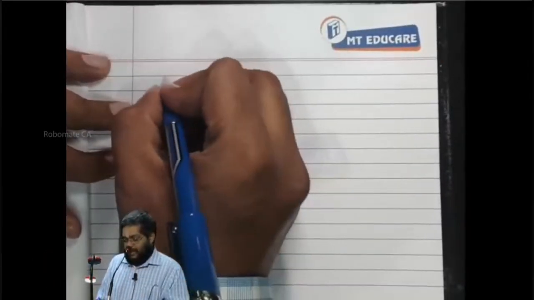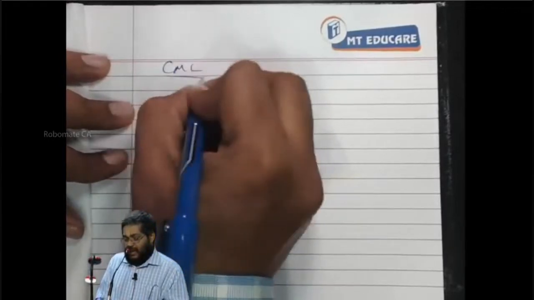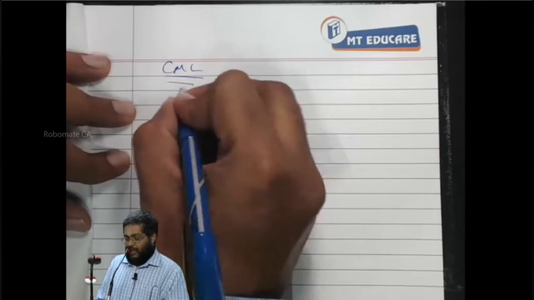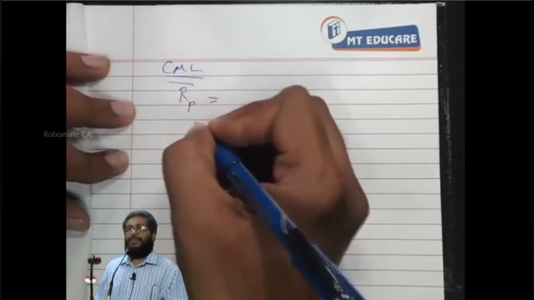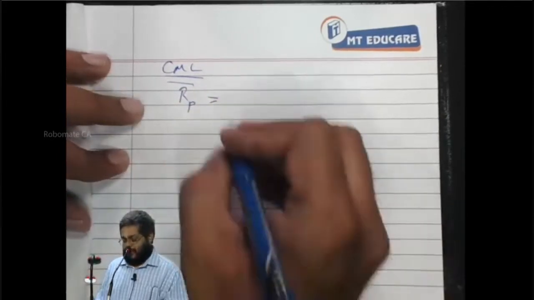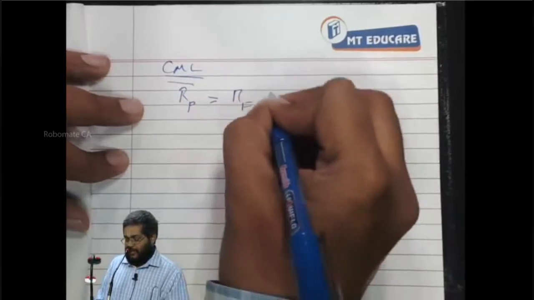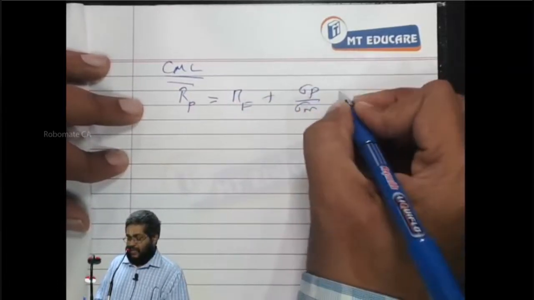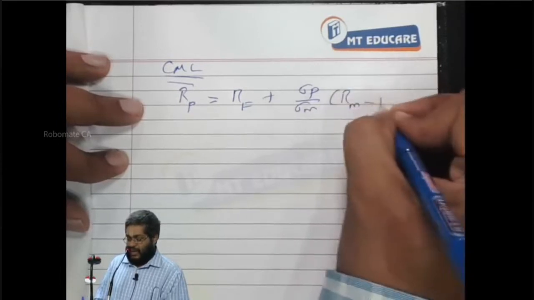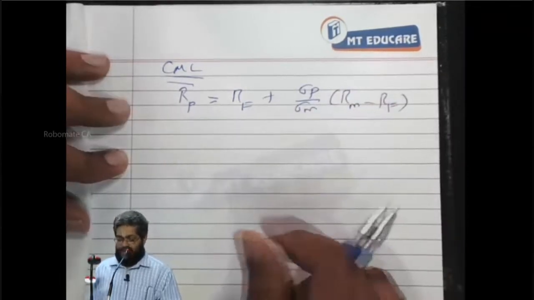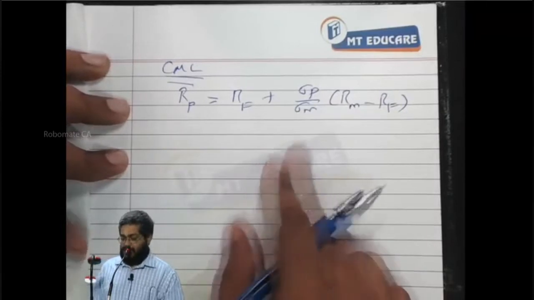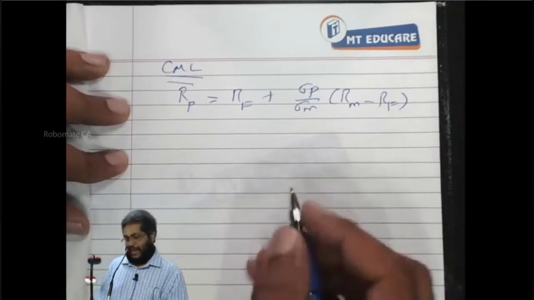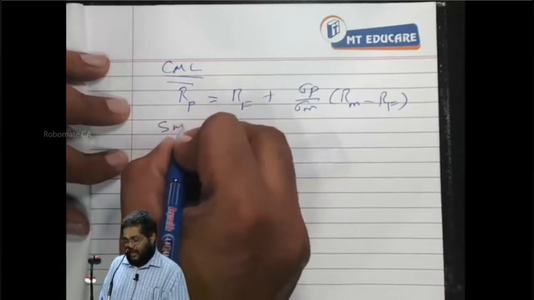Write CML, underline that. Tell me the formula RP. RP is equal to, return of portfolio is equal to what? RF plus sigma P by sigma M into RM minus RF. Can I proceed? Next.